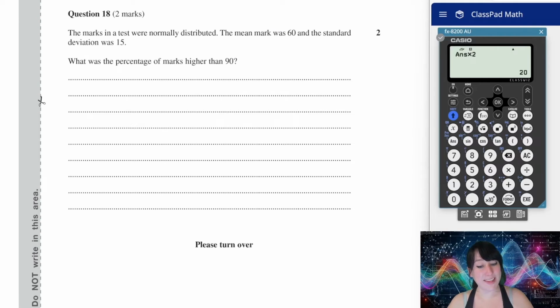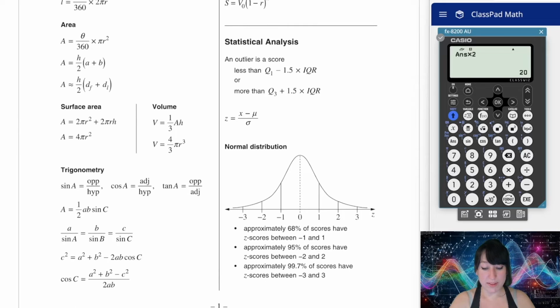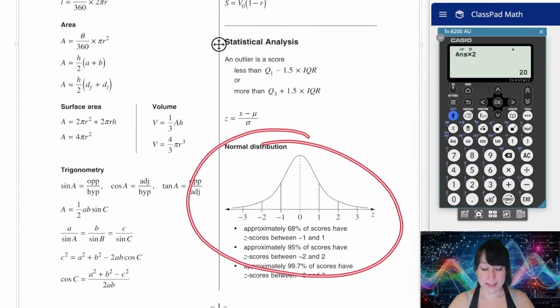Okay, question 18 says, the marks in a test were normally distributed. The mean mark was 60 and the standard deviation was 15. What was the percentage of marks higher than 90? So to work this out, we need to know what the z-score of 90 is. We can look at the reference sheet if we need to. The z-score formula is here. We'll also be referencing this once we find it.